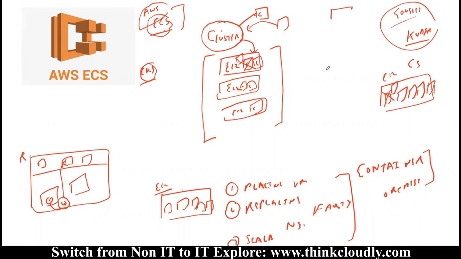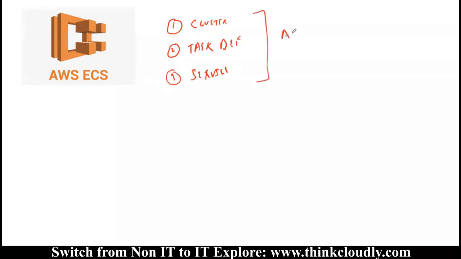Okay, so let me tell you what the components are. The first component is the cluster. Second component is the task definition. And the third thing is the service. So cluster, task definition, and service. These are the three main components of AWS ECS service.